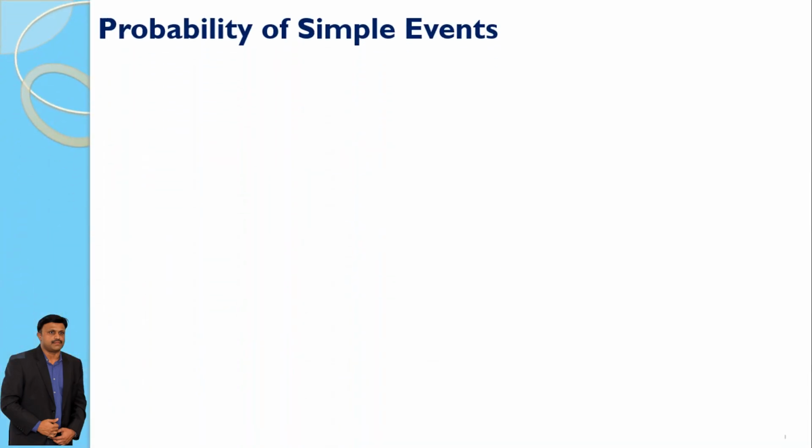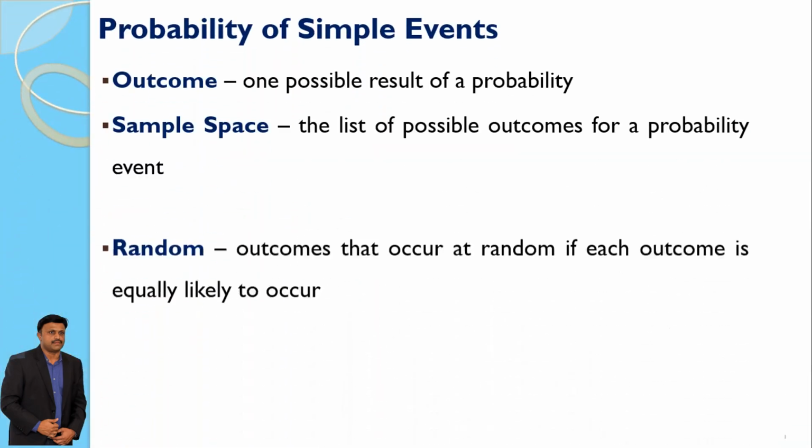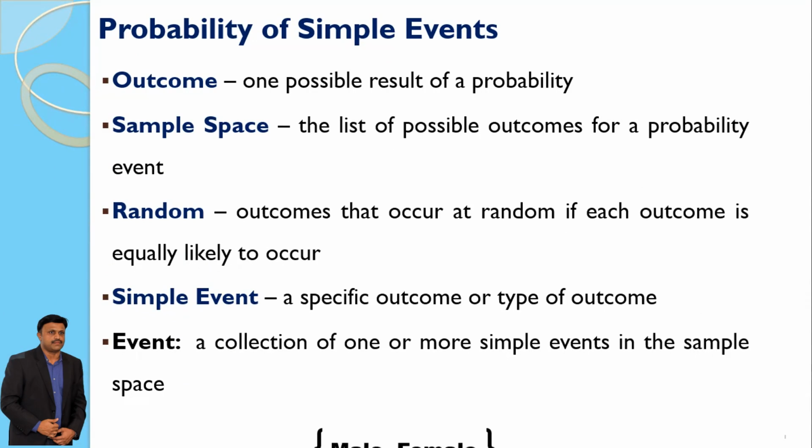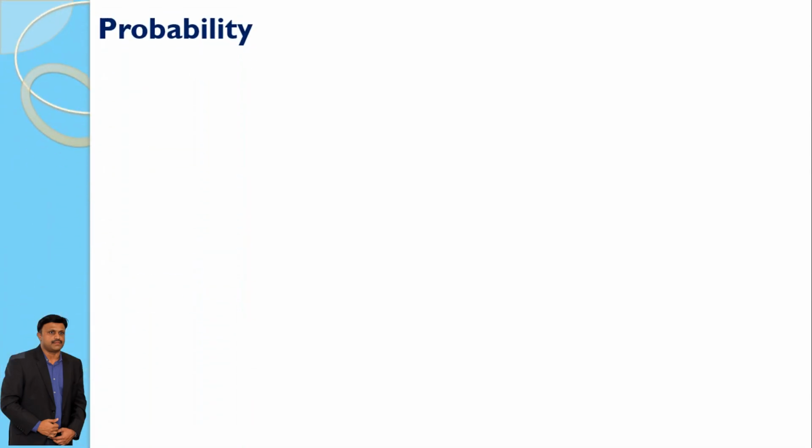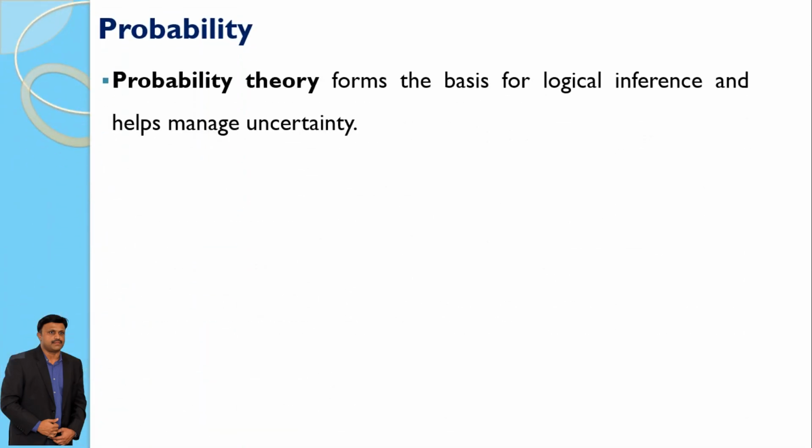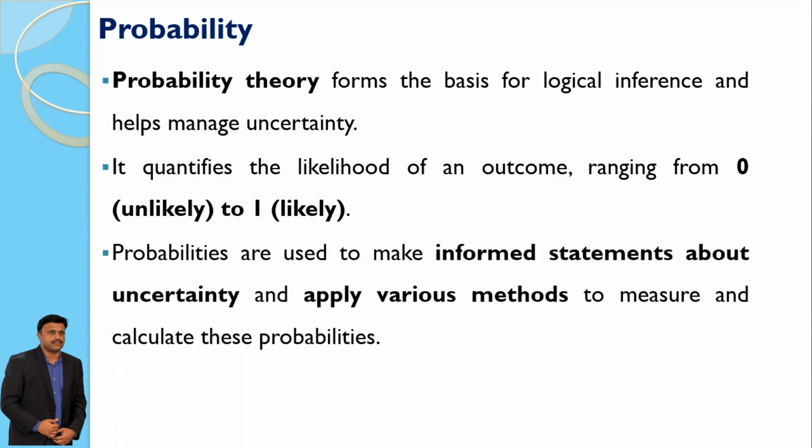An outcome is one possible result of a probability event. The sample space is the list of all possible outcomes. Simple events are specific outcomes, and events are collections of one or more simple events. Probability theory helps us manage uncertainty by quantifying the likelihood of outcomes, ranging from 0 to 1. It allows us to make informed statements about uncertainty and apply various methods to measure probabilities.